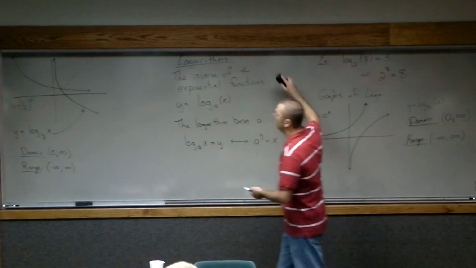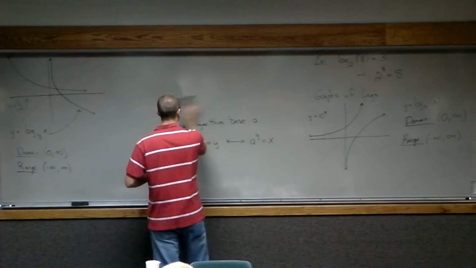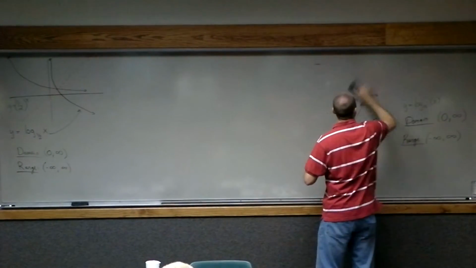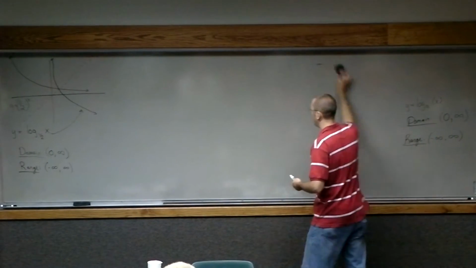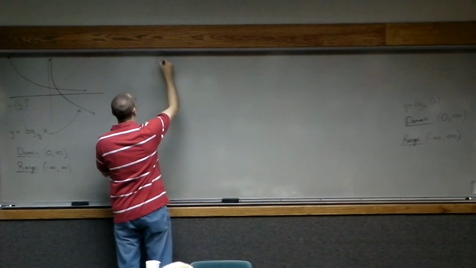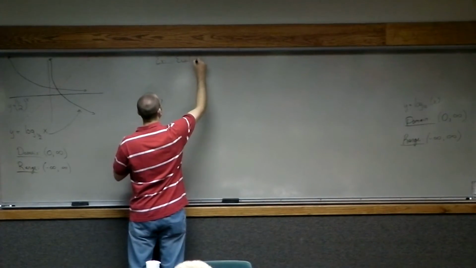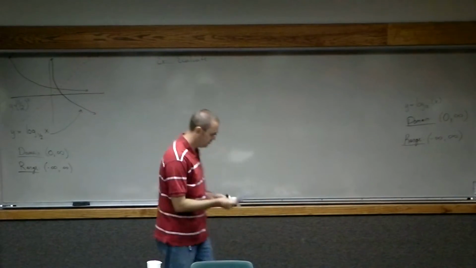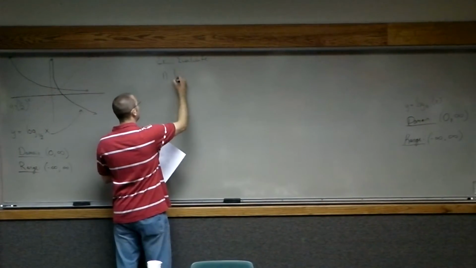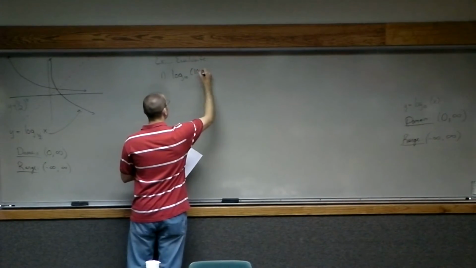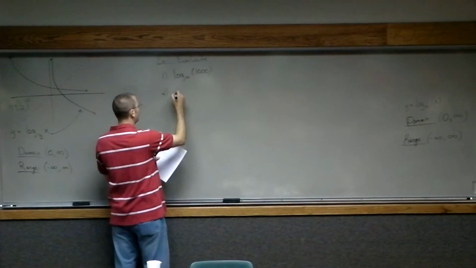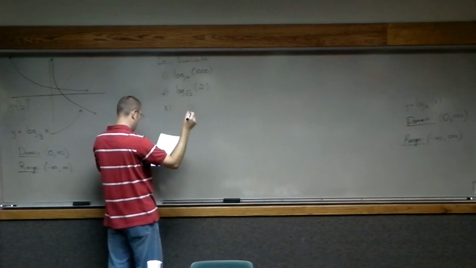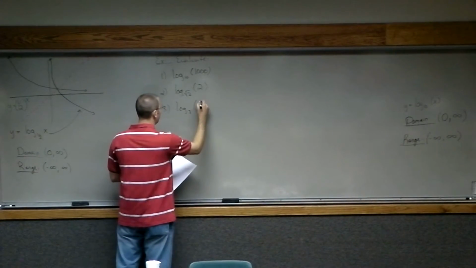So let's do some work with these logarithms real quick. See what we can identify. So just evaluate the following logarithms. And after we do that, we'll look at some of the properties that they have. All right, so the first one, log base 10 of 1,000. Second one, log base square root of 2 of 2. Log base 3 of 1 over 27.